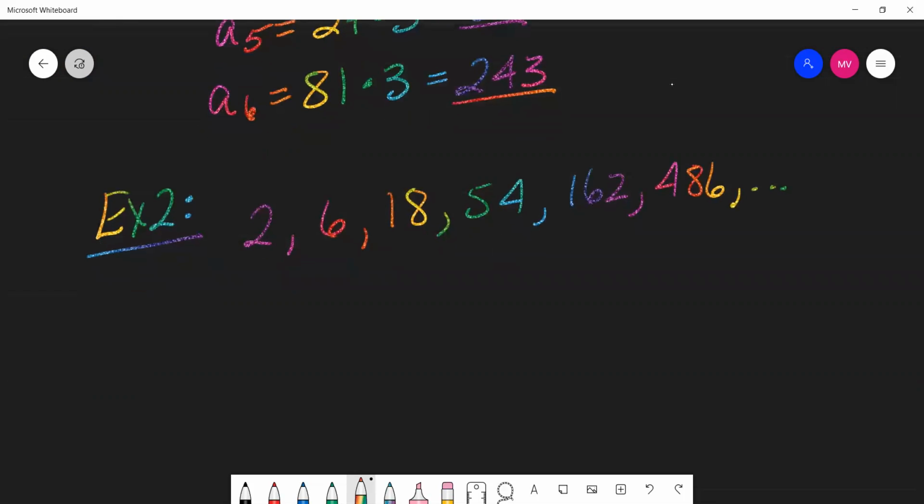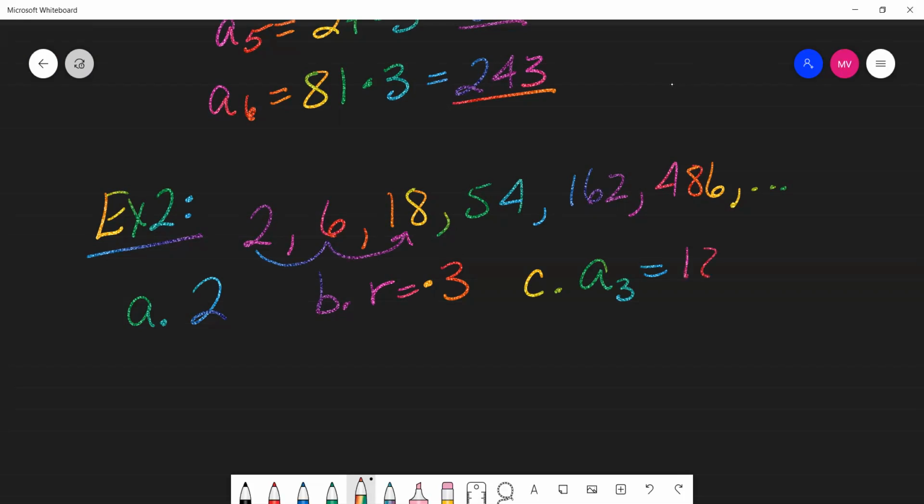Each one has a common ratio. Part A is asking us, what is the term at position 1? 2. B is asking us, what's our common ratio? Yes, it is a multiplier of 3. C has asked us, what is the term at position 3? 1, 2, 3. The term at position 3 is 18.